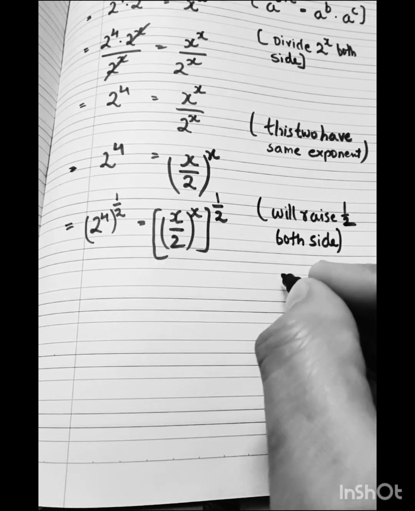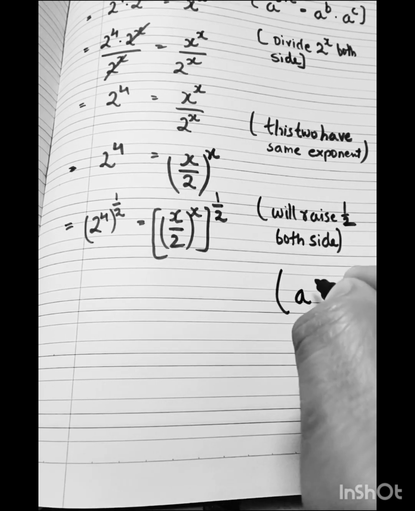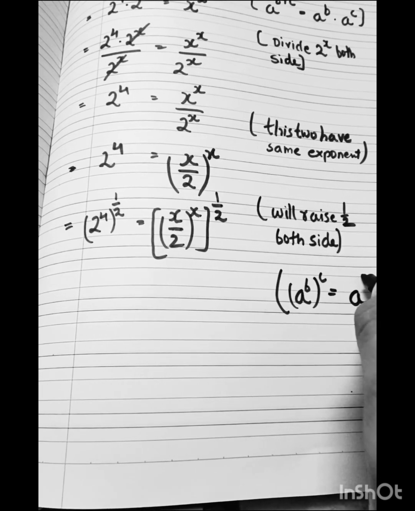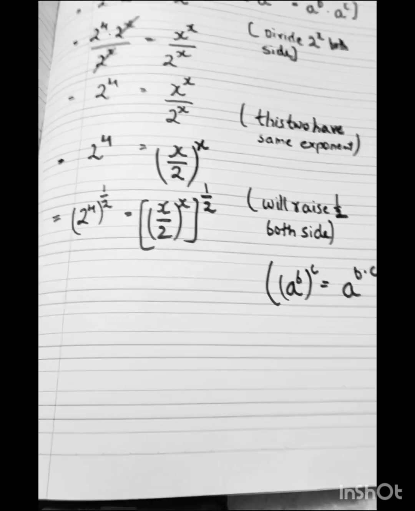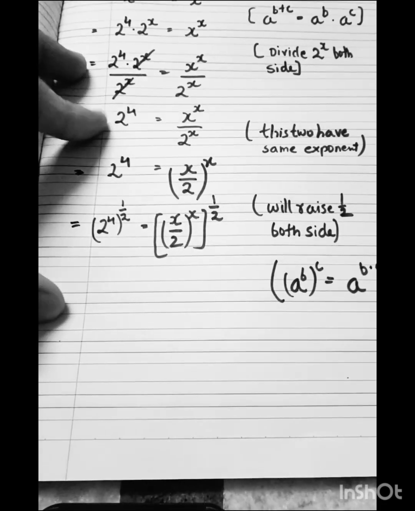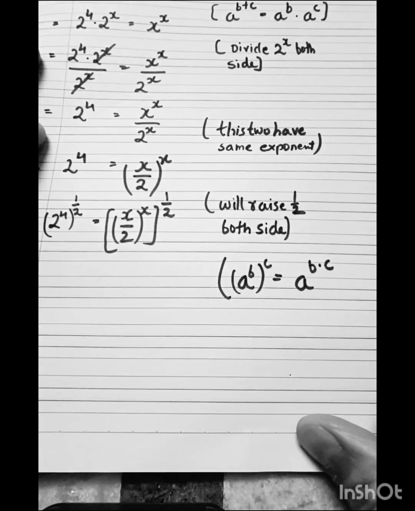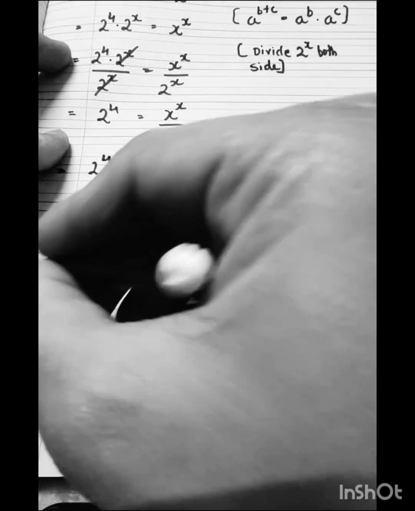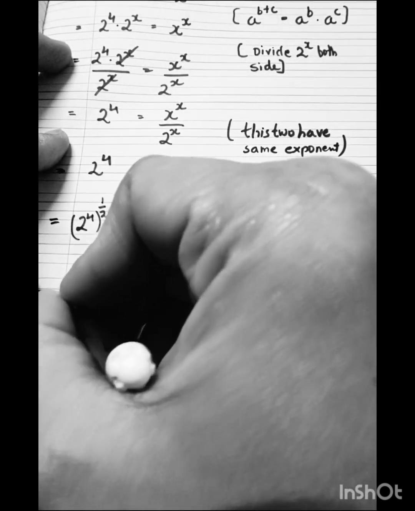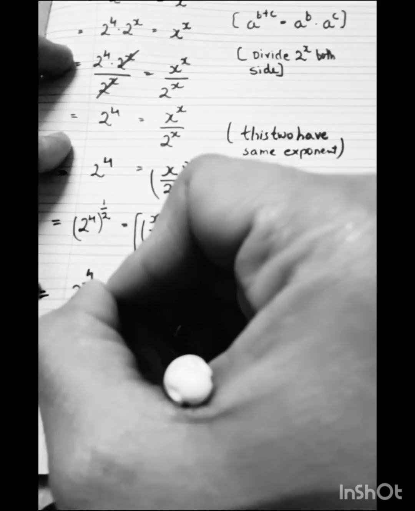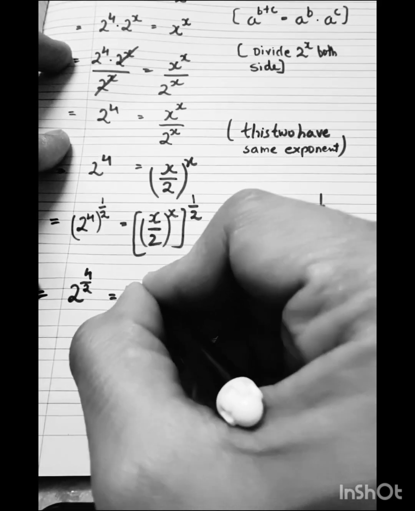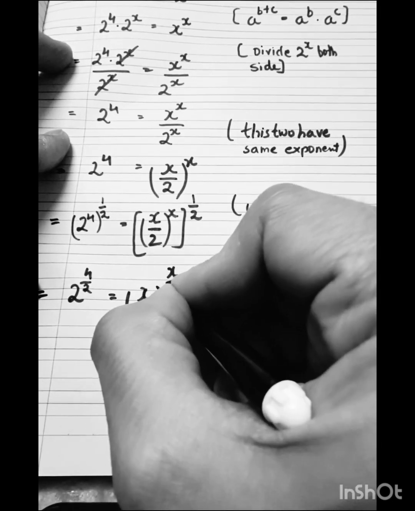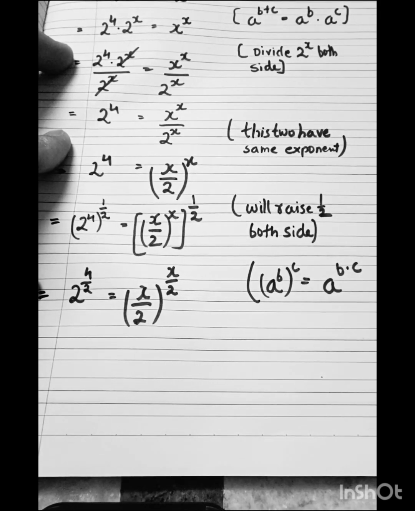Now from the rule, a to the power of b whole to the power of c equals a to the power of b into c. By this rule, we get 2 to the power of 4 by 2 equals x divided by 2 to the power of x divided by 2. Okay, this is our result.